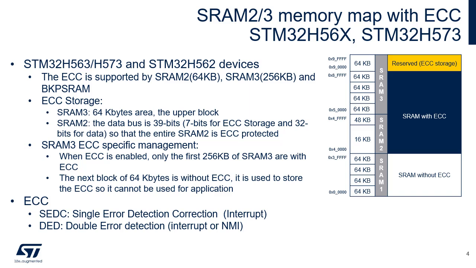ECC error detection is reported to the Cortex-M33 as follows. Single error detection and correction cause a maskable interrupt request. Double error detection causes a non-maskable interrupt or a maskable interrupt. The failing address is latched in a register.